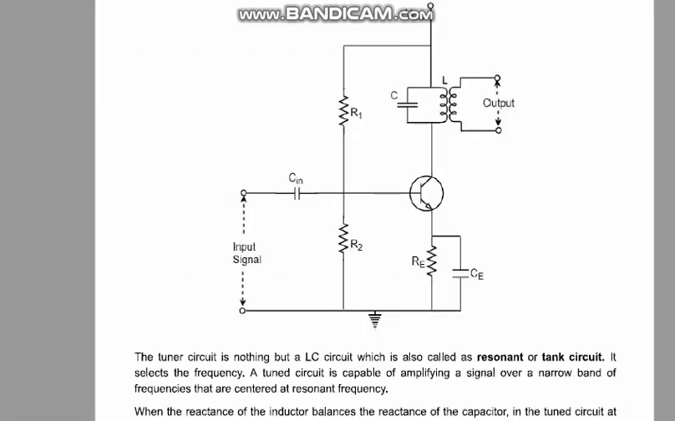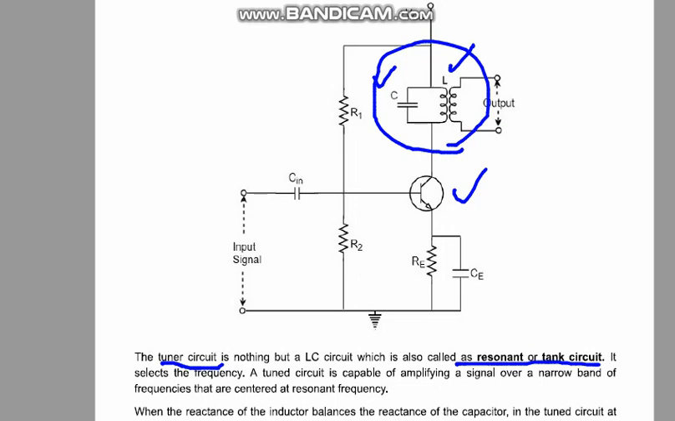Now that is the basic circuitry of an LC circuit. LC circuit means inductor and capacitor circuit. Here you can see L for inductor and C for capacitor. That is the basic LC circuit, and that is also the BJT circuit, where a transistor has been used here. This amplifier has a tuned circuit and is called a resonant or tank circuit. That's the tank circuit or tank coil. It selects the frequency.